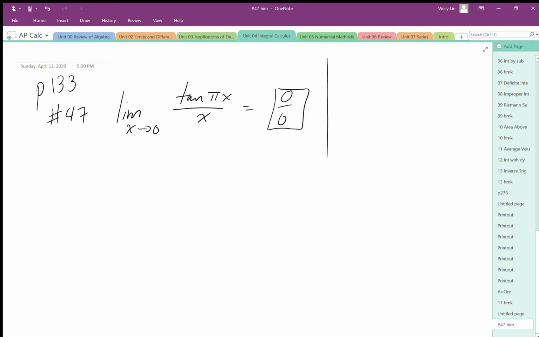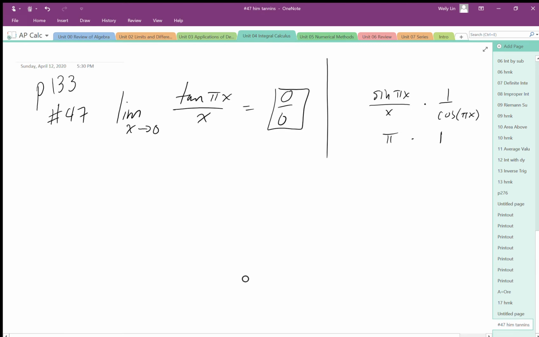Now this one here, although we could apply L'Hopital's rule, we could actually break it down like this: sine of pi x over x times 1 over cos pi x. We know that this works out to be pi times the cosine of pi times x at 0, so cosine of 0 is 1, and we get 1 over 1. So this should be pi.